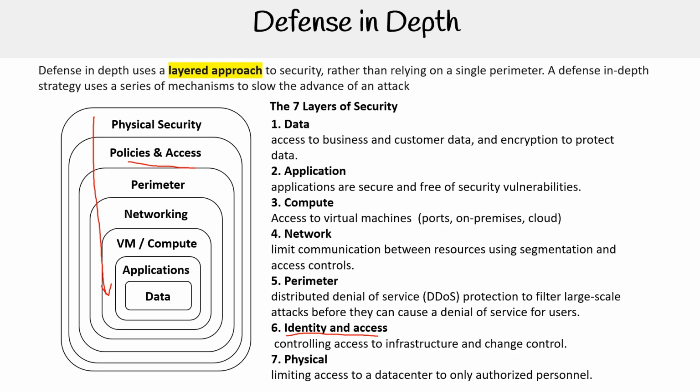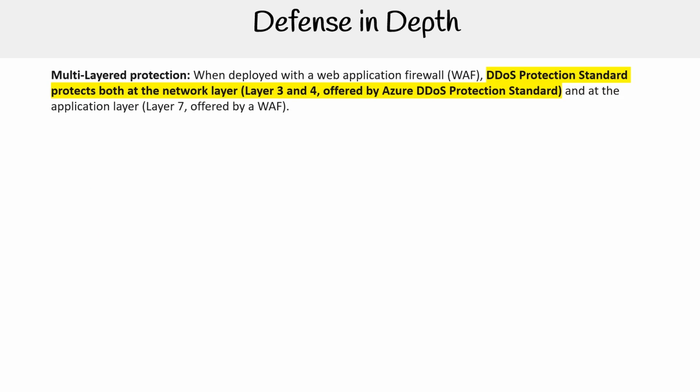Another thing I want to mention is that even though the perimeter layer says it provides distributed denial of service protection to filter large-scale attacks and so on, this is actually a bit misleading. The DDoS protection standard provides multi-layered protection when deployed with a web application firewall. It should protect both at the network layer and at the application layer, emphasizing especially on the network layer.